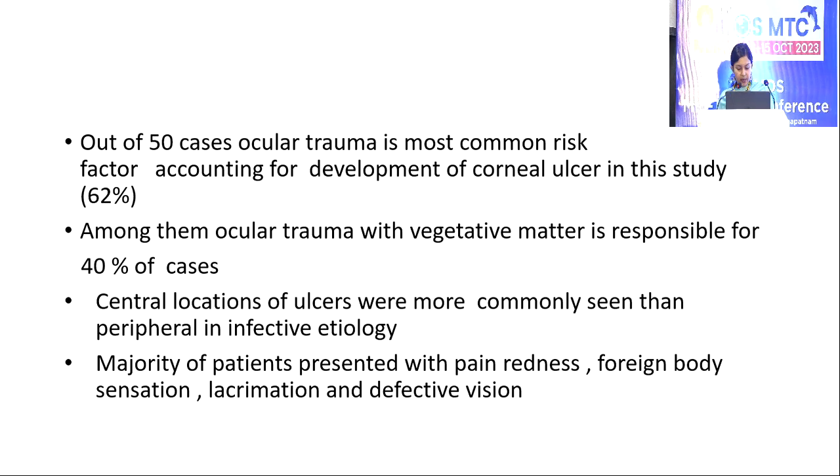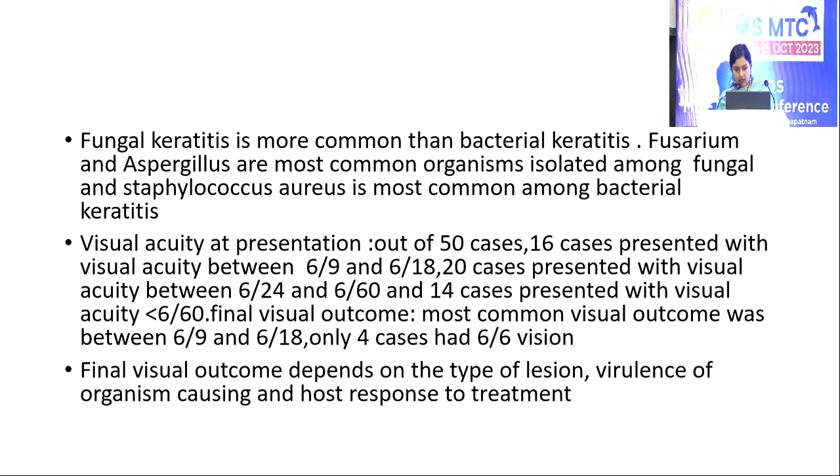Central locations are more commonly seen. Majority of patients presented with pain, redness, foreign body sensation, lacrimation, defective vision. Fungal keratitis is more common than bacterial keratitis. Fusarium and Aspergillus are the most common organisms isolated from fungal, and Staphylococcus aureus is the most common among bacteria. Visual acuity at presentation, out of 50, it is 16% with visual acuity between 6/9 and 6/18, 20% with 6/24 to 6/60, 14% with less than 6/60. Final visual outcome is more common between 6/9 and 6/18.